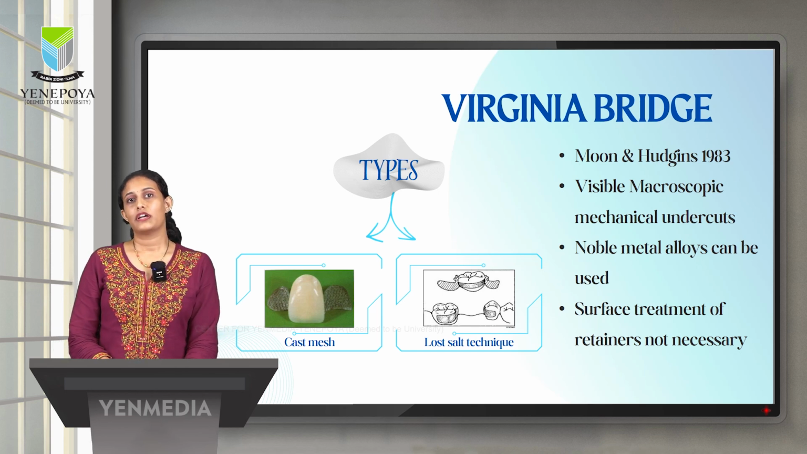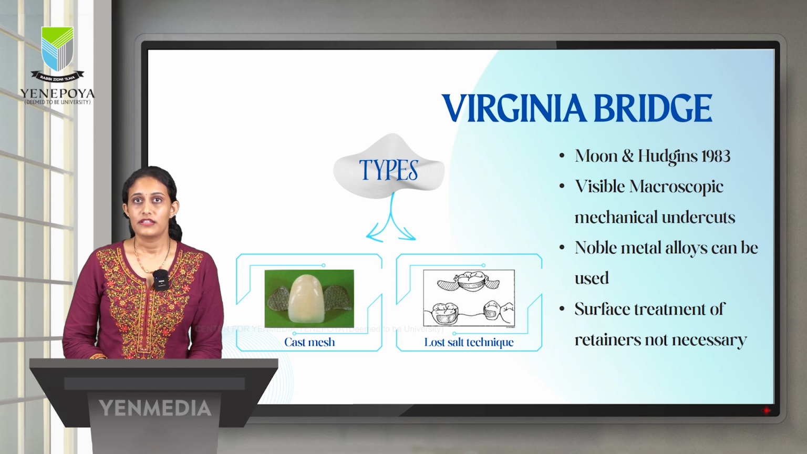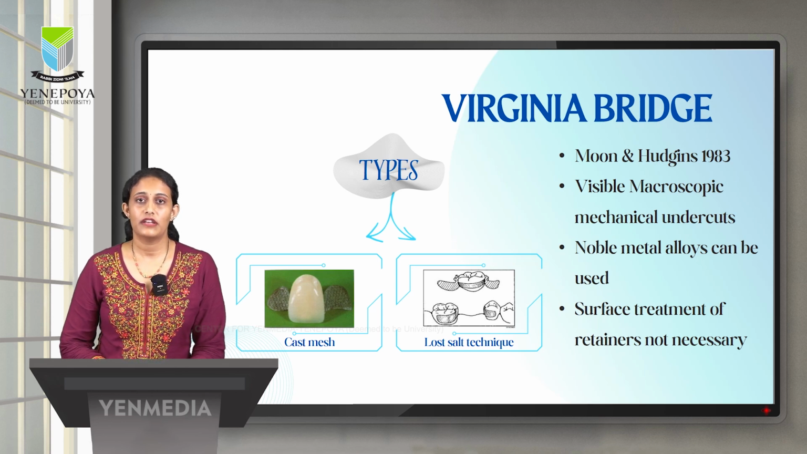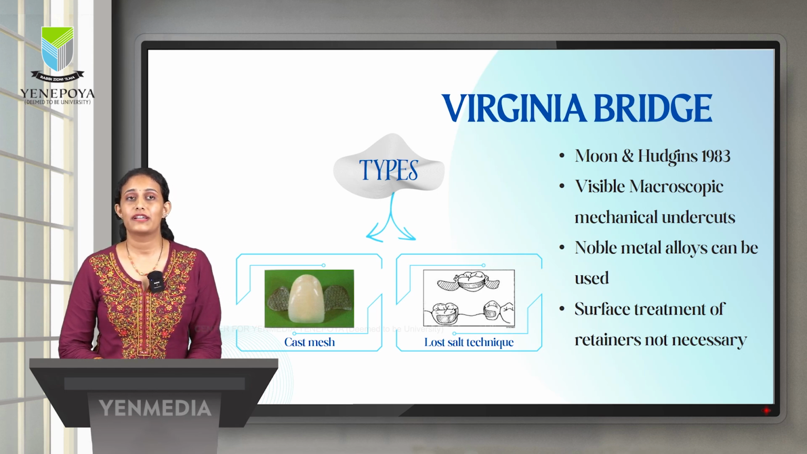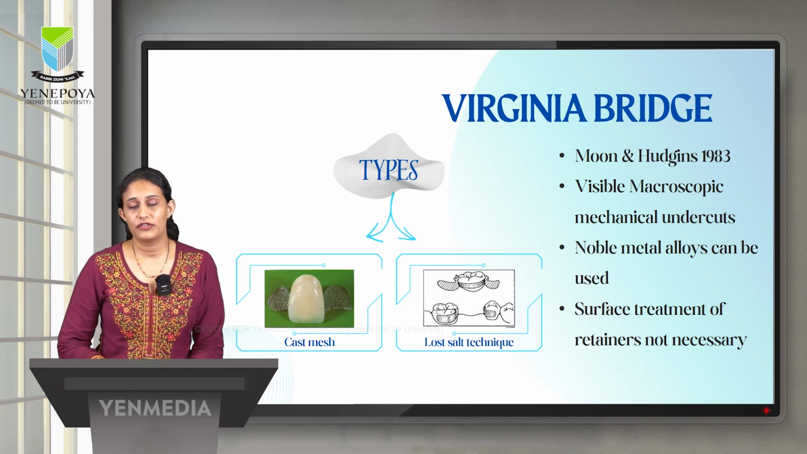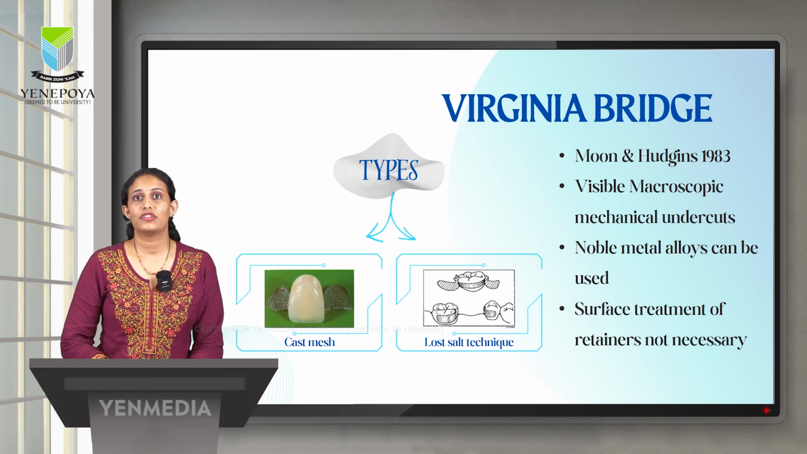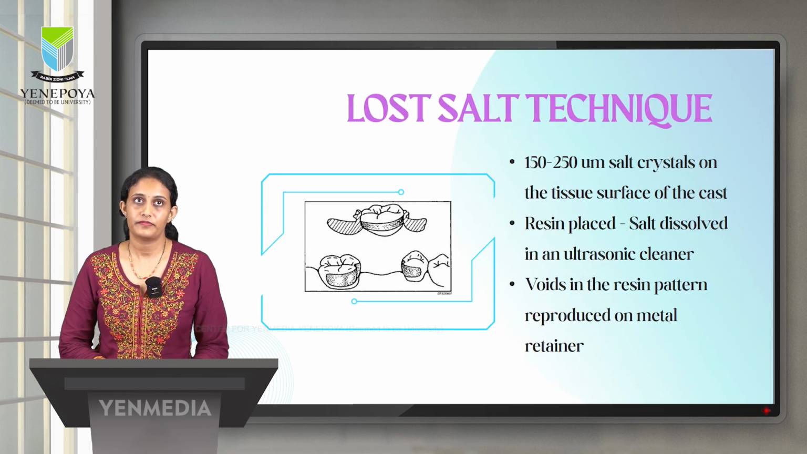Noble metal alloys are used in this, and surface treatment of the retainers is not necessary because the surface treatment is already done, or it already consists of the macroscopic elements that need to be bonded. So we do not have to create this by etching the retainers.